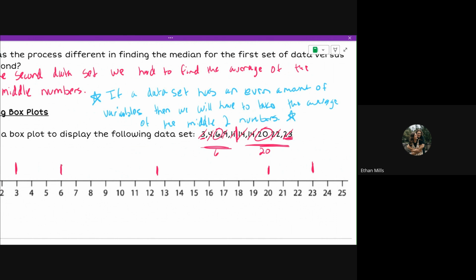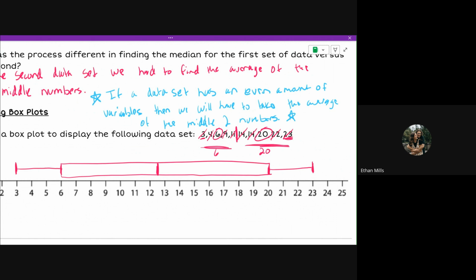Okay. Now, when we make our box plot, we're going to take these 3 middle dashes and make our box just like this. This is not going to be super straight, but that's okay. Okay. So there's our box. We're going to make sure our median goes through the box all the way from top to bottom. And then our maximum and our minimum are just going to be connected by lines, just like this. And there's our box plot.